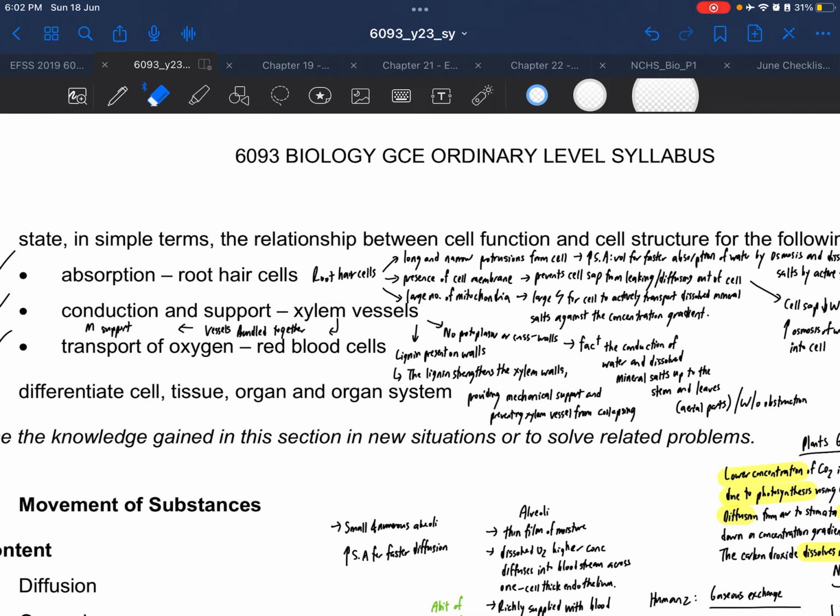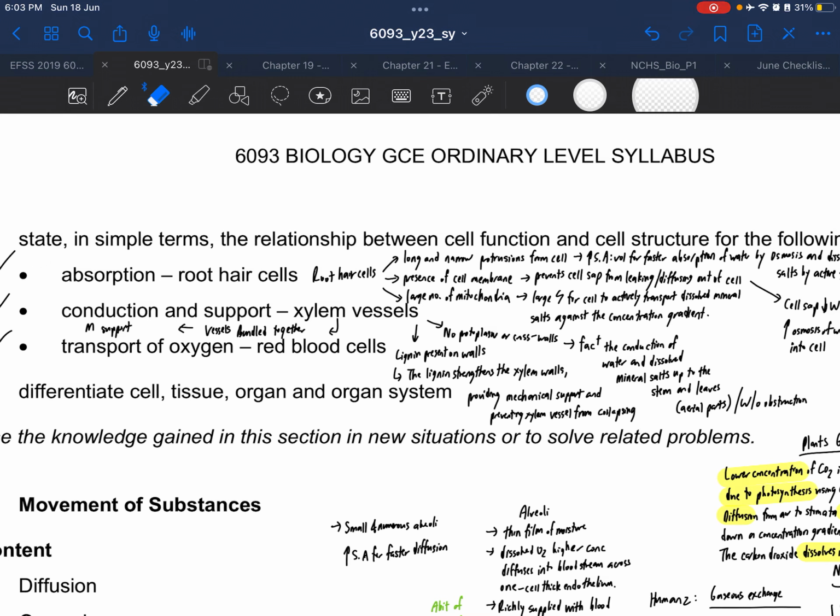This is quite similar. So the third one is that they have long hollow xylem tubes laid end to end, and at the same time it does not have protoplasm, and protoplasm is actually the cytoplasm, the nucleus and other organelles. So it does not have the protoplasm and has the long hollow tubes laid end to end, in order to allow the cell to conduct or transport dissolved mineral salts and water from the roots to the aerial parts of the plant, which is the stem and the leaves, without obstruction, so it'll be more efficient.